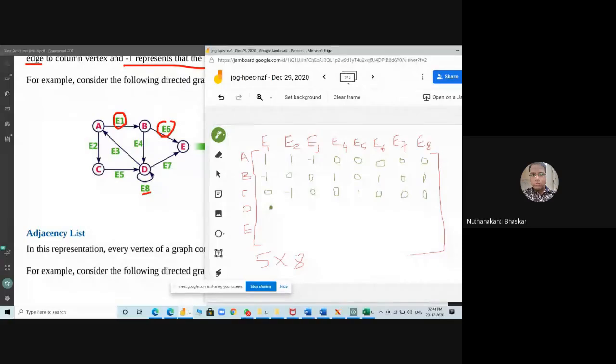D to E1. D to E2. 0, sir. Very good. D to E3. 1, sir. Very good. D to E4. -1, sir. Very good, because an incoming edge is there. D to E5. -1. Incoming edge is there. -1, sir.